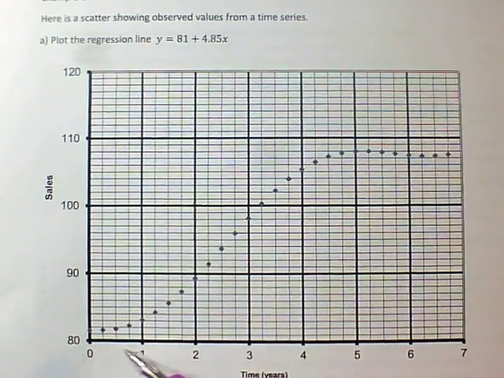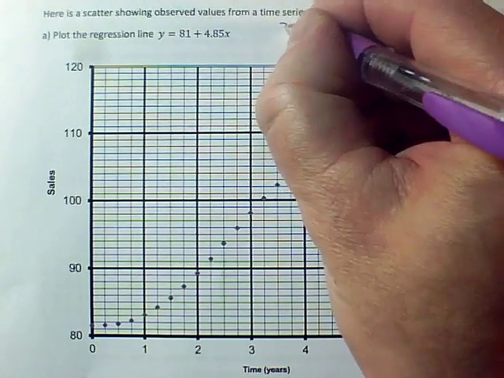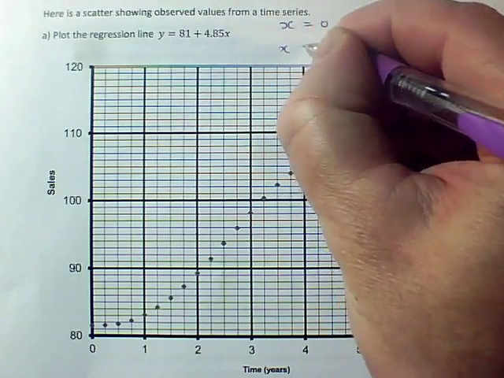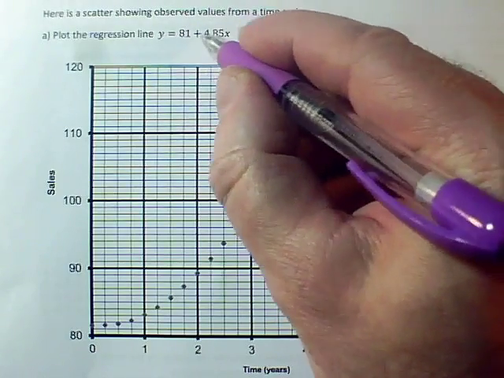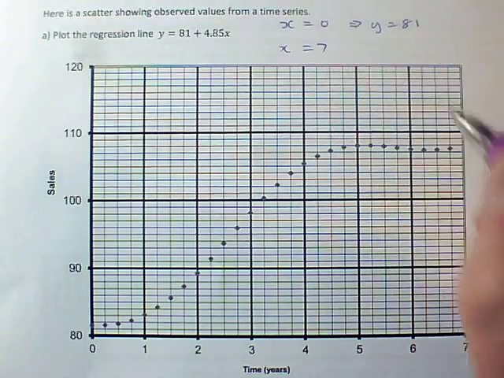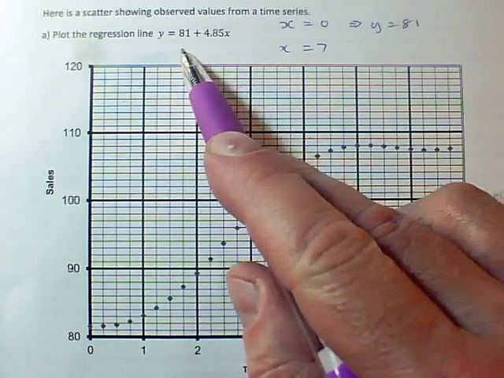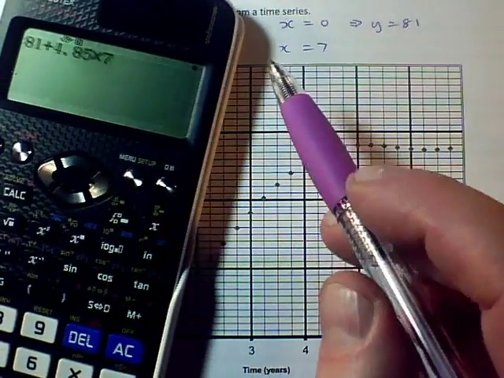Okay, so the easiest way to do this is I can work out a value at 0. Does my scale work at 7? Yes, it does. So I can find a value at 0 and a value at 7. So if I plug x equals 0 into this and x equals 7 into this, obviously when x is 0, this bit's going to be 0, so I'm just going to get y equals 81. And for the other one, I need to use my calculator.